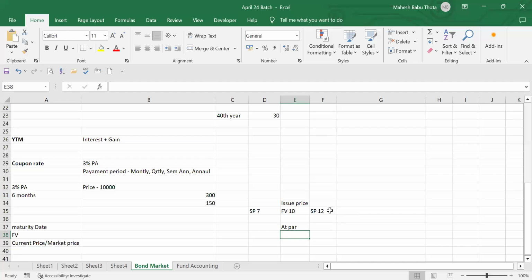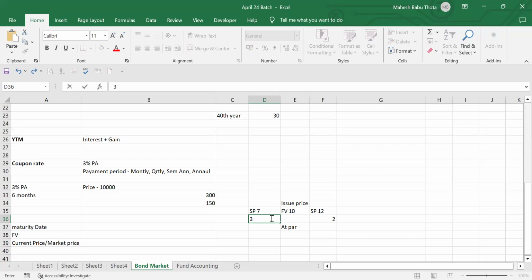If I'm selling this for 12 rupees, I'm collecting some extra amount, right? Yes, sir. How much extra am I collecting? 2 rupees extra. But in the case of a sale price of 7, the actual face value is 10 rupees, but I'm selling it only for 7 rupees. So 3 rupees, what am I doing here? At a discount.